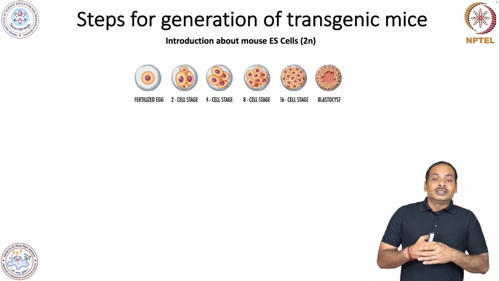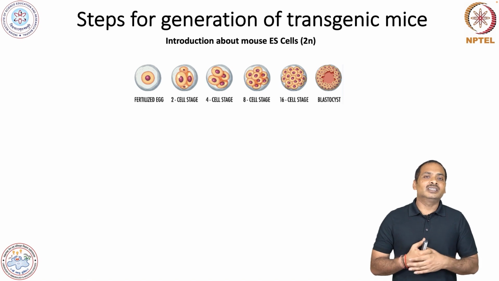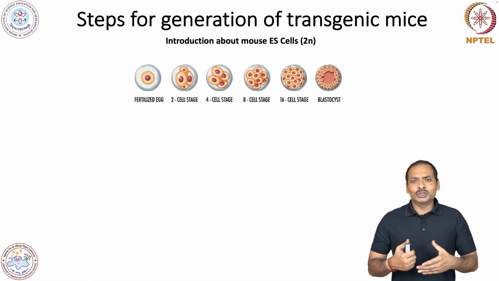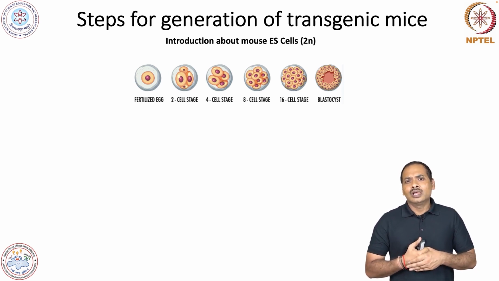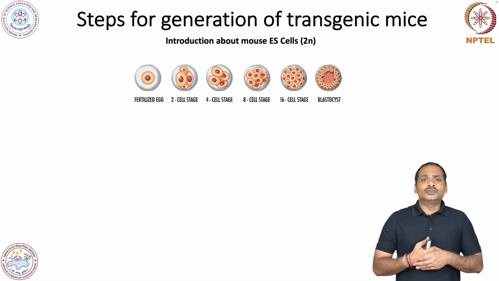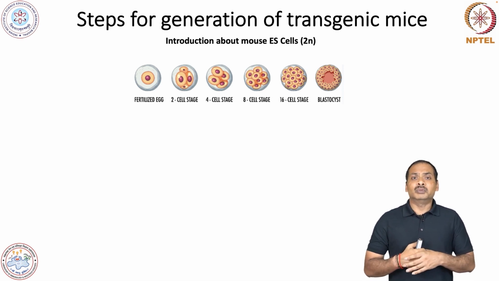Okay. Embryonic stem cells are very fragile. Fragile means its handling is very important. If you are a very poor handler of cells, then it is very difficult to create knockout or transgenic mice out of these embryonic stem cells. So, as a prerequisite for doing this kind of work, you should be excellent in handling mammalian cells.